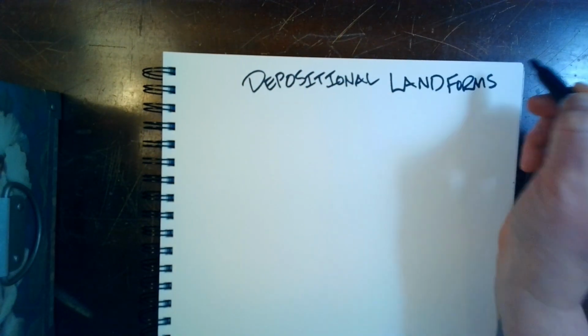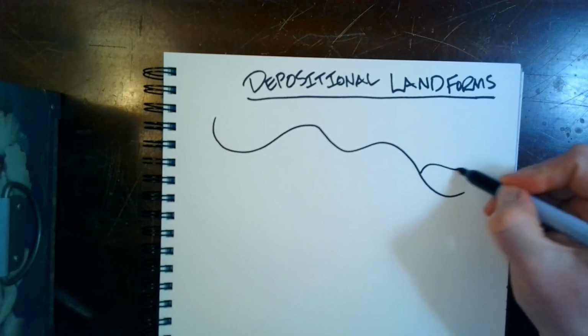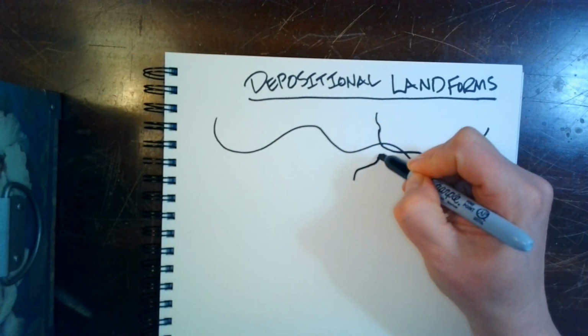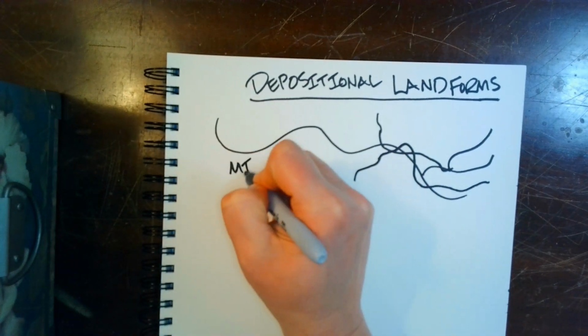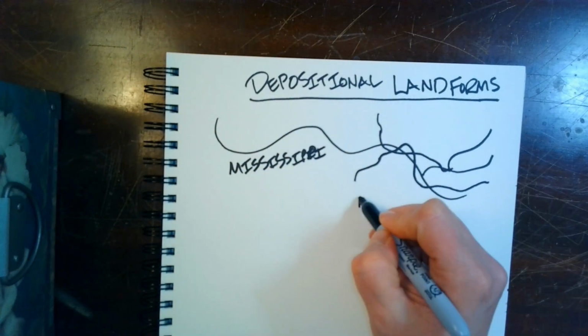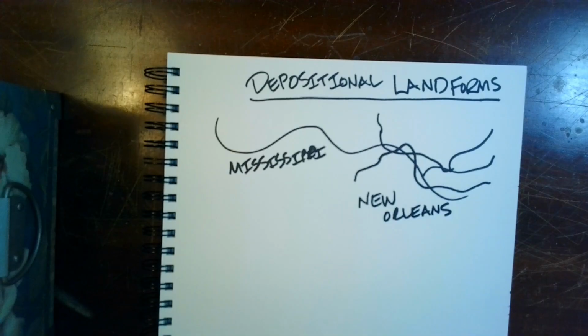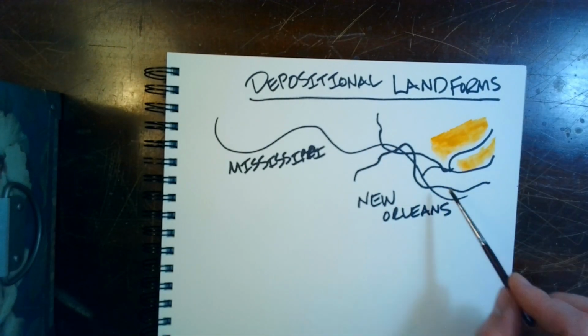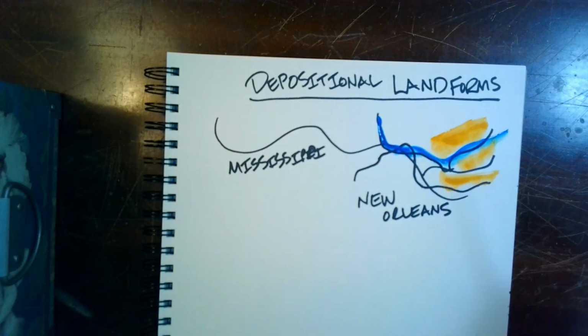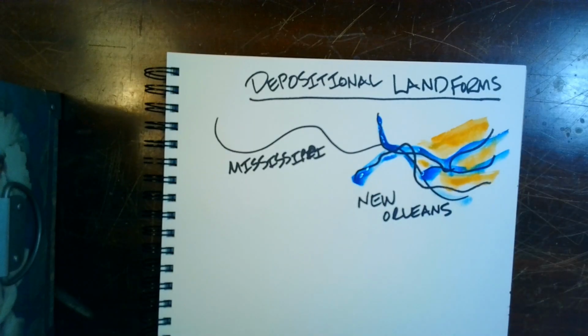Depositional landforms. At the mouth of the Mississippi River, the sediment builds up to form what we call a delta, and it's right outside of New Orleans. As the flooding from the Midwest and the Rockies reaches the delta, more and more sediment piles up around the delta, and it creates a natural levee.